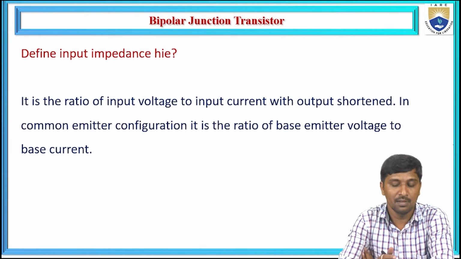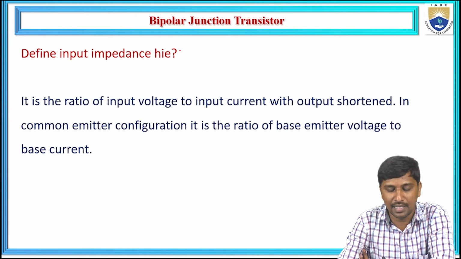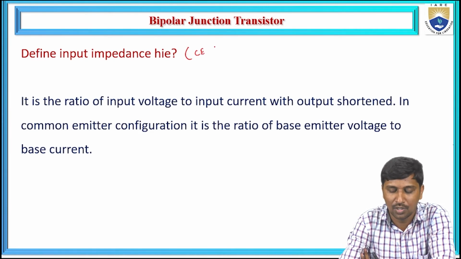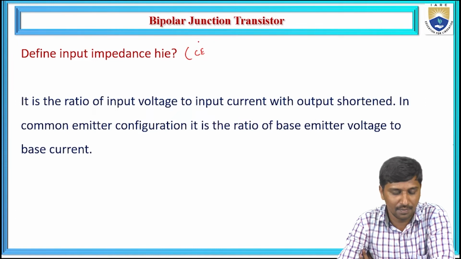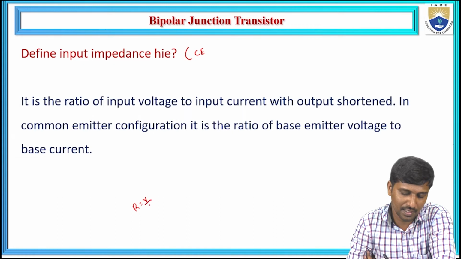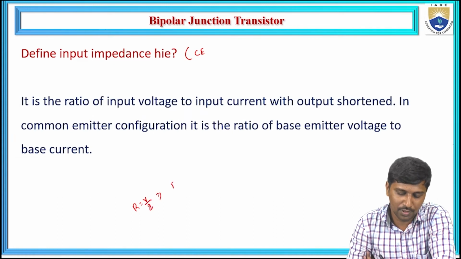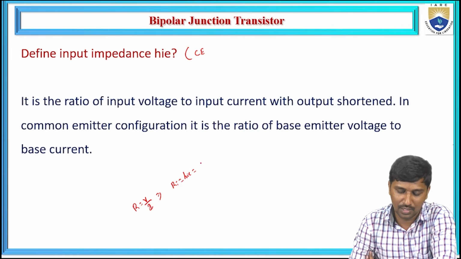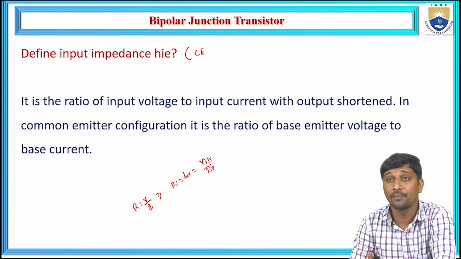Now define input impedance, HIE. Again, this HIE is also related to the common emitter configuration. Input impedance, generally R, is defined as V by I. So here I am going to write Ri, that is HIE, the relation between V input and I input.